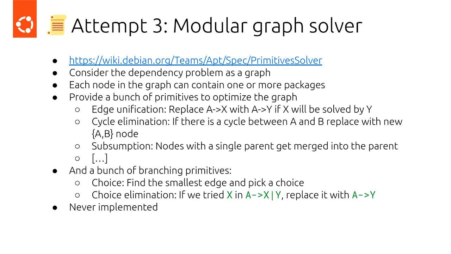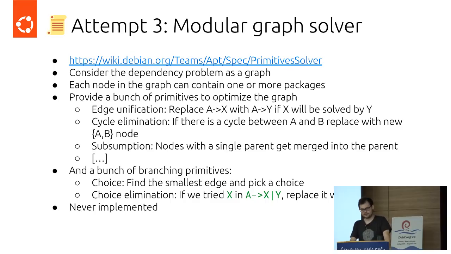And then the most important primitives, I would say, are the branching primitives, where essentially you find the smallest edge and pick a choice. And then if that choice didn't work out, you go back and eliminate that choice from the edge, such that you are left with a smaller problem. But as I said, it was never implemented. It was back in 2021 as well.